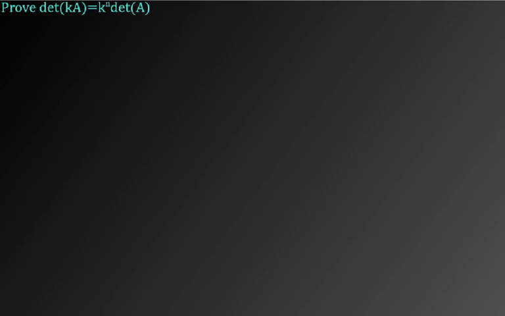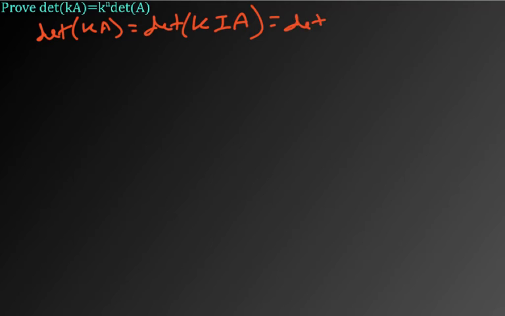We know the determinant of kA would just equal the determinant of k times the identity times A. It's basically introducing the identity. It's not going to change anything there. And then you can use the fact that the determinant of a product is the product of the determinants. And so I can write that, okay?